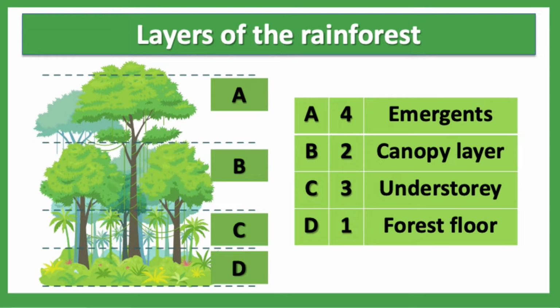So right at the top, we have our emergent layer. Directly below that, we have the canopy layer where you have most of the wildlife in the rainforest. We've then got the understory, and then at the bottom, we have the forest floor. Hopefully you got those all correct.